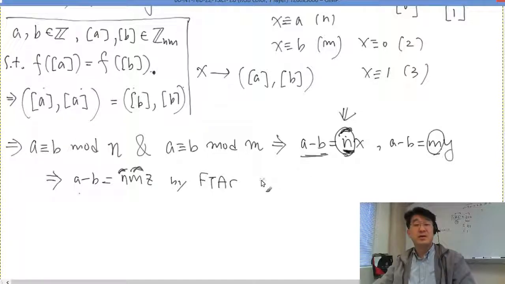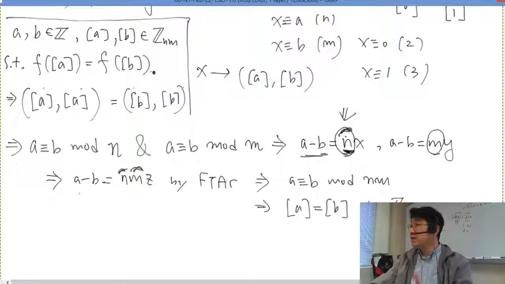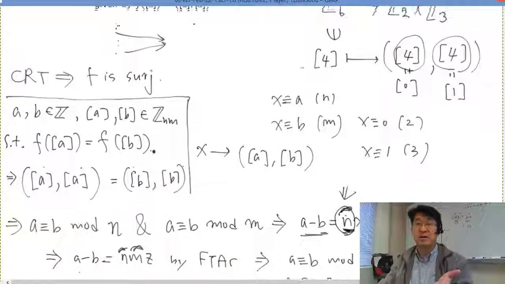But what does that mean? Going back to our functorial description, A is congruent to B mod NM, which says the class of A and the class of B are equal in Z mod NM, right? So injective, correct? And it doesn't seem like we did anything like the Chinese remainder theorem. We did nothing like the Chinese remainder theorem, right?